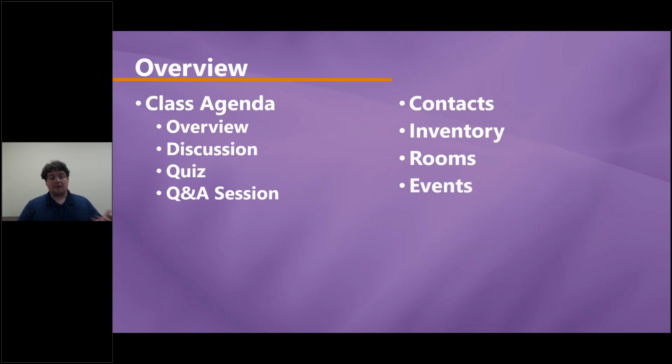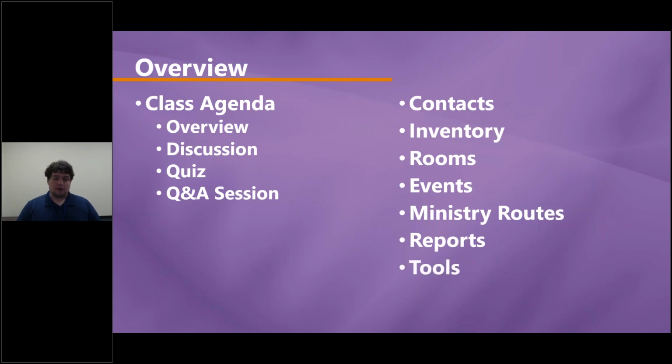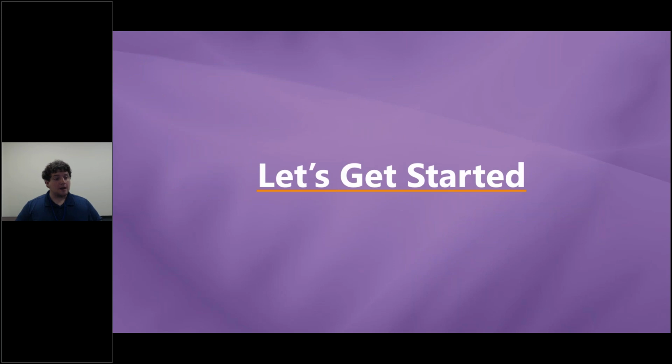We'll then have events, which are things that might happen in different areas that your church owns or is affiliated with. And then we'll be talking about ministry routes. Ministry routes is a way you can track a church van going out and picking people up in a neighborhood to bring them to church. This is how you can set that up, through the ministry route system. Then we're going to be talking about a few reports as well, and also some different tools we can use in the scheduler module. Okay, so that's what we're going to be covering here today. With all that in mind, let's get started.